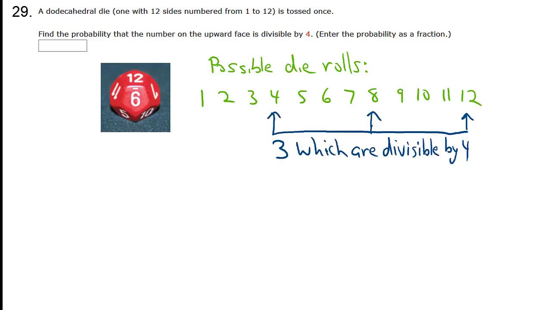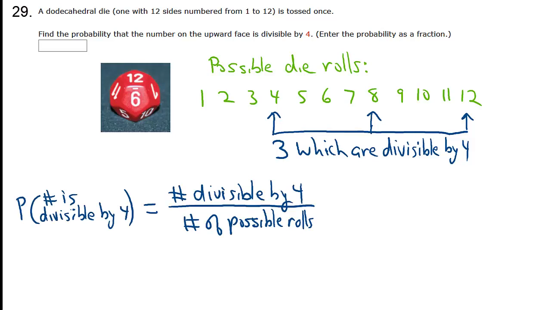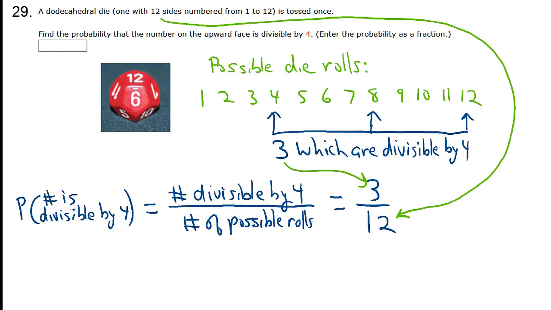You want to know the probability that they're divisible by 4, so you've got to figure out which ones are divisible by 4. Well, 4 divides by 4, 8 divides by 4, and 12 divides by 4. So there are 3 numbers in that list that divide by 4. So by the basic probability principle, the probability that the number is divisible by 4 is how many are divisible by 4 divided by how many there could be. So that's 3 twelfths. If you reduce that, you get 1/4, but WebAssign doesn't really care if you reduce, so even if you put in 3 twelfths, you should be okay.